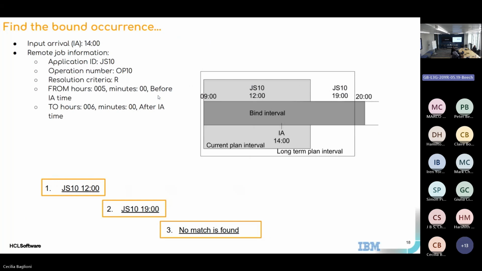The first, I'm starting to introduce the scenario. We have also in this case input arrival at 2 p.m. with this bind interval that starts at 9 a.m. and ends at 8 p.m. And we have two occurrences, JS10 at noon and JS10 at 7 p.m. Which is the correct answer? So which is the occurrence to bind in this case? We have these three options.